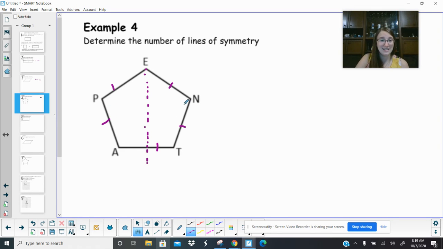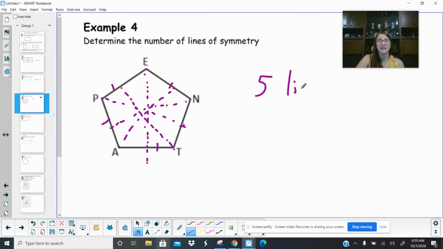If that's the case, we can draw a line of symmetry through every single point, starting at A, going to the opposite side. My lines aren't very good. Starting at P, going to the opposite side. So this has 5 lines of symmetry. That is a mirror image on both sides. We can actually have that through every single point.